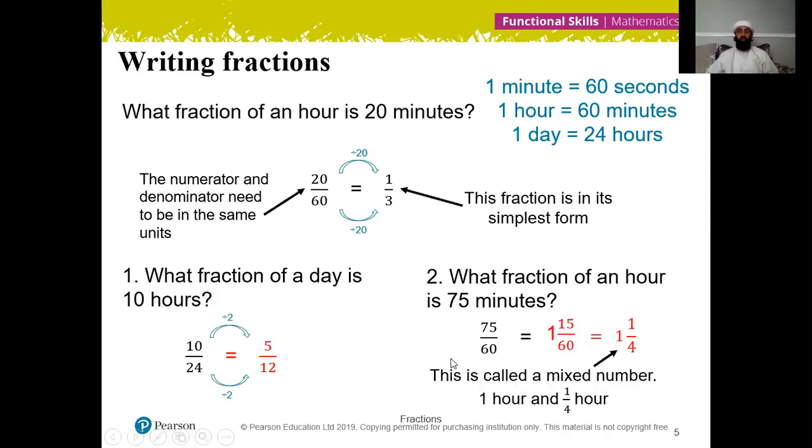And then we have to convert this improper fraction into a mixed number with a whole number. So how many 60s go into 75? 1. And what's left over? It's 15. And 15 over 60, that is the part that we actually simplify. Leave the 1 alone. We only continue simplifying 15 over 60. So the final answer is 1 1/4. This is called a mixed number, 1 1/4. Right, moving on.